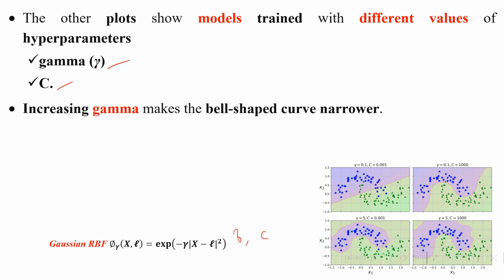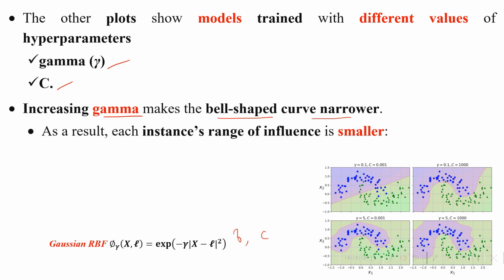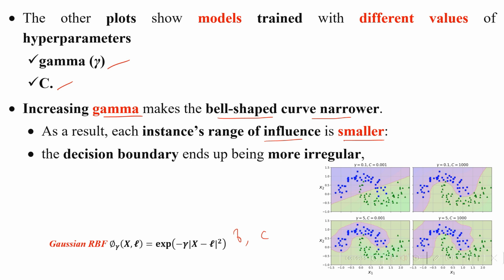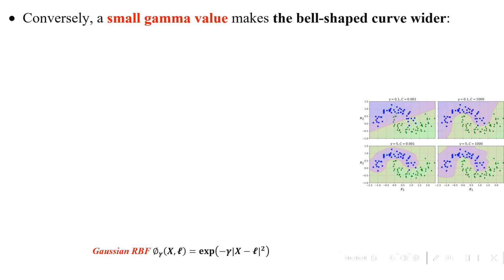If we increase the gamma value, it makes the bell-shaped curve narrower. As a result, each instance's range of influence is smaller, and the decision boundary ends up being more irregular, wiggling around the individual instances. So sometimes we are going to increase the gamma value, sometimes we are going to decrease it. Whenever we have a small gamma value, it makes the bell-shaped curve wider.